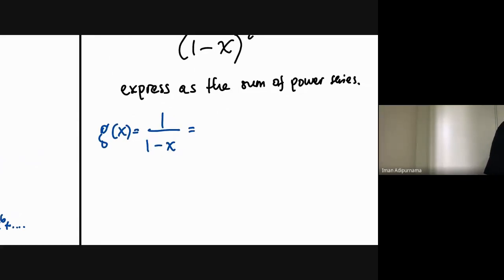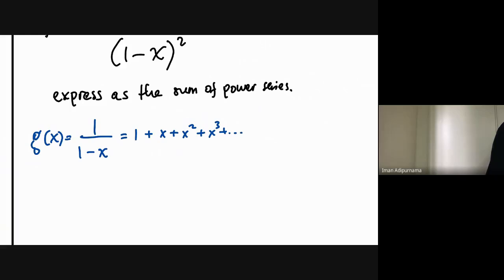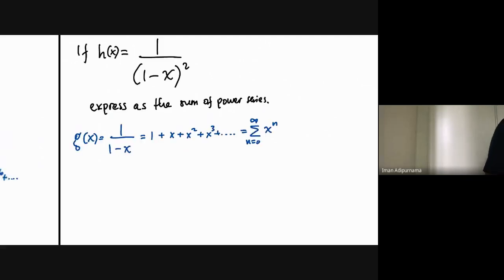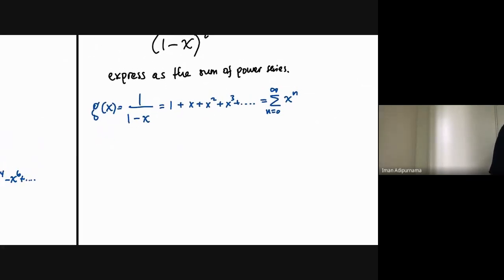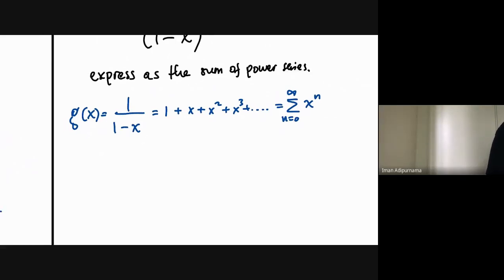Let me just write this expansion. It's 1 plus x squared plus x cubed plus until n, and then this is the sum. And then let me write this part.